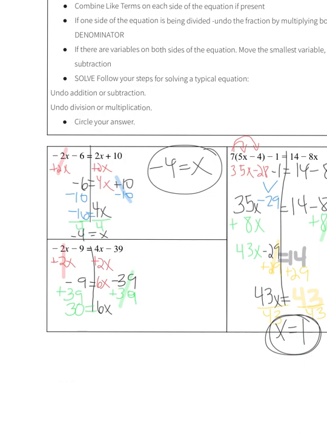Now, in order to get my variable by itself, I need to undo my multiplication. So I have 6 times x, so I'm going to do the opposite, which is I'm going to divide both sides by 6. 30 divided by 6 is equal to 5. And 6 divided by 6 is equal to 1. So I'm simply left with x. So 5 is equal to x. And hopefully you got that answer. If not, that's okay. We'll keep practicing.